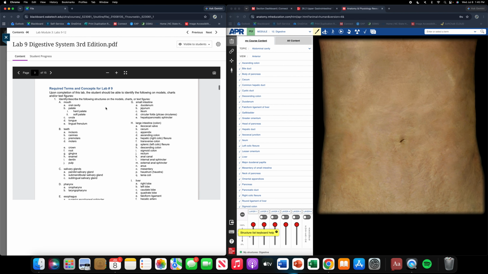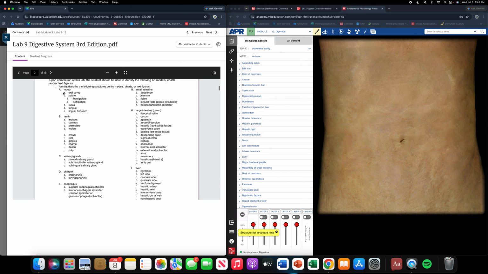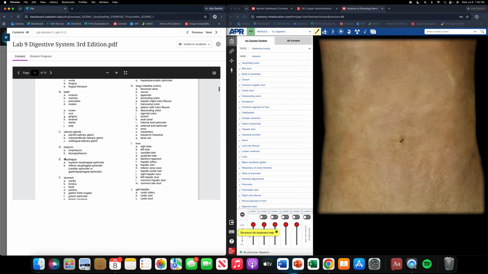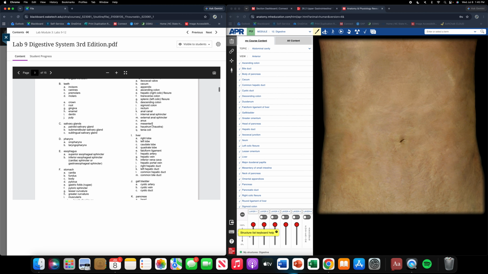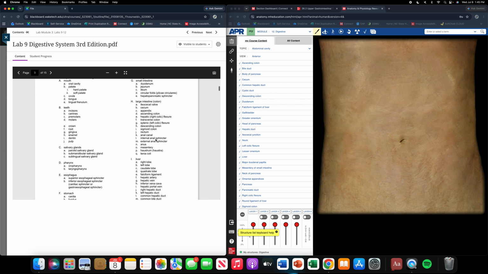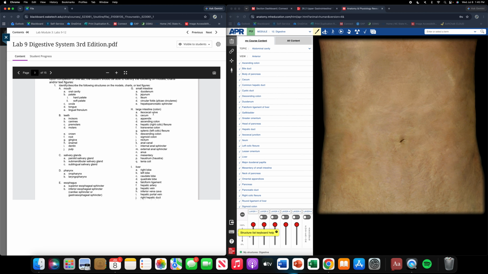So the terms and concepts, we have our mouth, and it includes all of these structures, right? You have the esophagus and the stomach, small intestine, the large intestine. And then you have the large intestine itself is broken up into the colon, as well as the rectum and the anus.